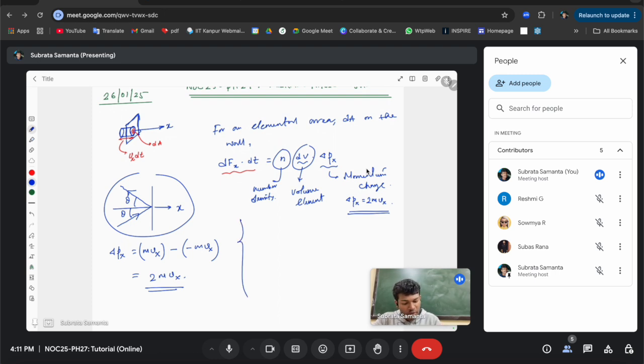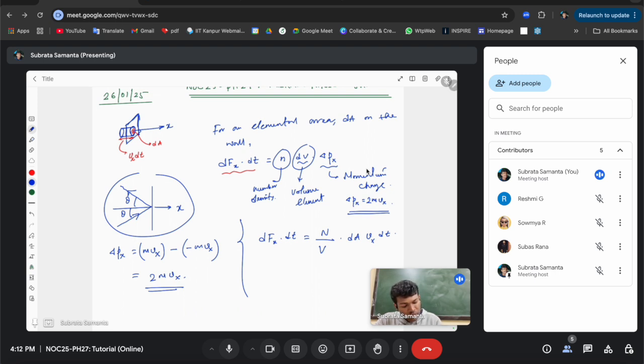Okay, so now if we write this, dfx times dt equals the number density. If the total number of particles in the container is N and the total volume is V, then this is the number density times the small volume element dV, that is basically dA, the area element, times the distance vx times dt, because the velocity is vx.